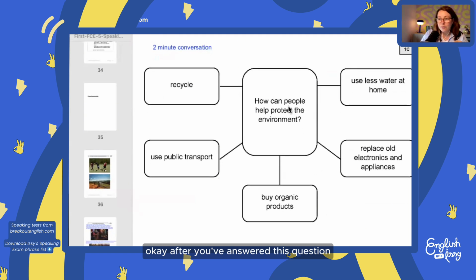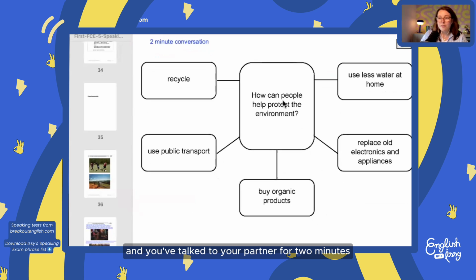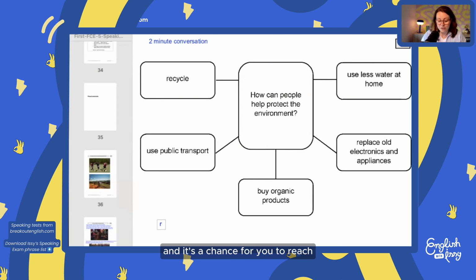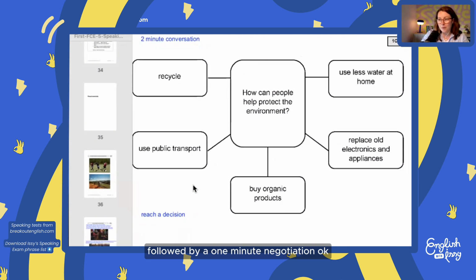After you've answered this question and you've talked to your partner for 2 minutes, the examiner is going to ask you guys one more question, which is the second part of speaking part 3, and it's a chance for you to reach a decision. So you're essentially negotiating with your partner, and the examiner is basically going to ask you to choose one of these 5 options. They might say which one helps the most, which one helps the least, and it's always some kind of, which one shall we choose? And you have to do that with your partner. So the total of the whole of speaking part 3 is 4 minutes, but it's a 2-minute conversation followed by a 1-minute negotiation. Okay?